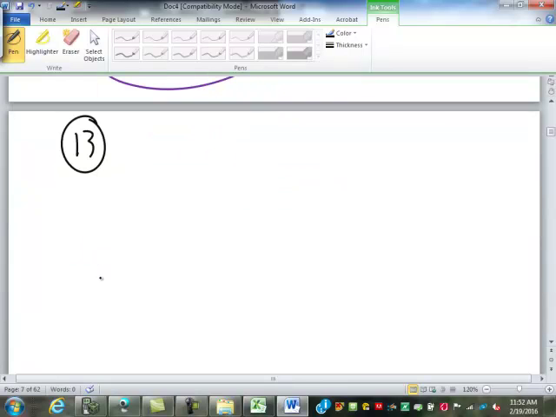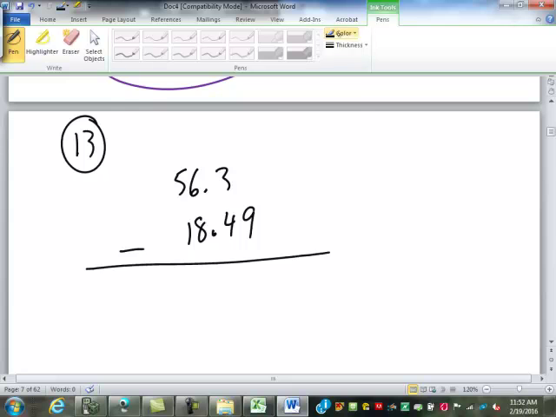Thirteen is a subtraction problem. Just like with addition, we must have the same name, so we're going to line up our decimal points. Also like addition, we're going to add that 0 in there. Now we subtract. 0 minus 9 can't be done, so we borrow from the 3. That's a 2, and this is a 10. 10 minus 9 is 1. 2 minus 4 can't be done. We borrow from the 6 to make it a 5, and this is a 12. 12 minus 4 is 8.